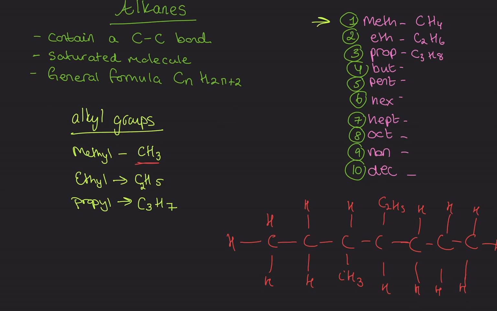So now we should number them so that the side groups get the smallest number possible. So let's call this 1, 2, 3, 4, 5, 6, 7. Now we could number it the opposite way as well, which I'll do now. So if we went this way, 1, 2, 3, 4, 5, the first side group will get the number 3, and the next one will get the number 4. If we went this way, the first side chain will get the number 4, and the next one will get the number 5. So you want to go in the direction in which the side groups get the smallest number possible.